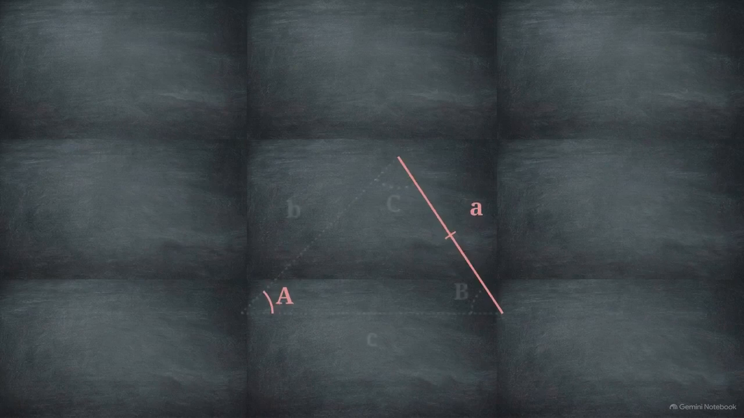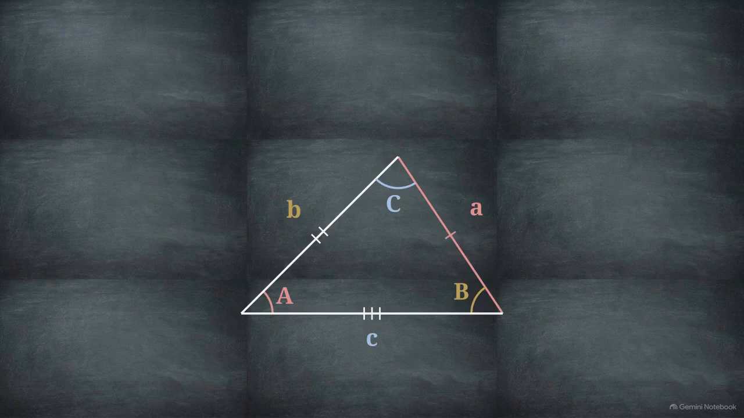Because this proportion is fixed, you only need to know the measurements for one complete side-angle pair. Once you have that starting pair, you can calculate the exact dimensions for the rest of the shape.